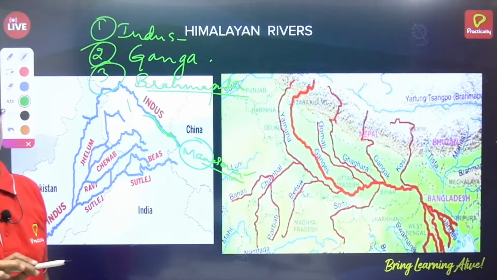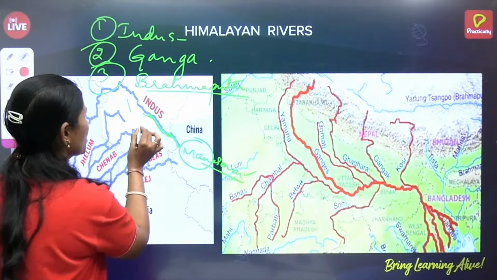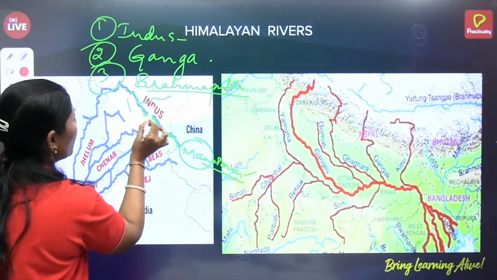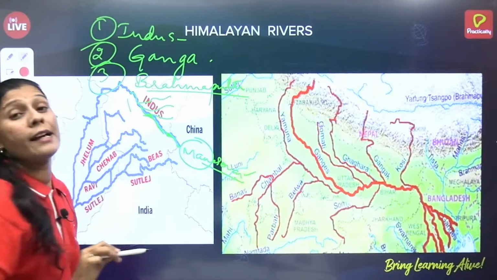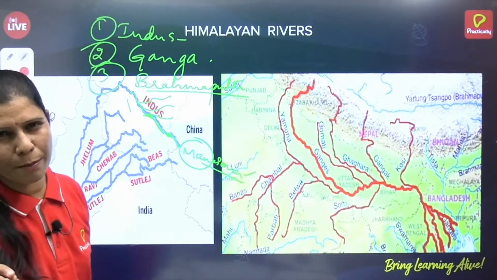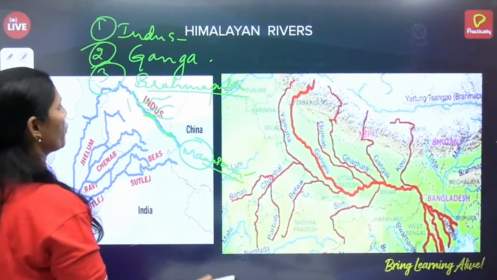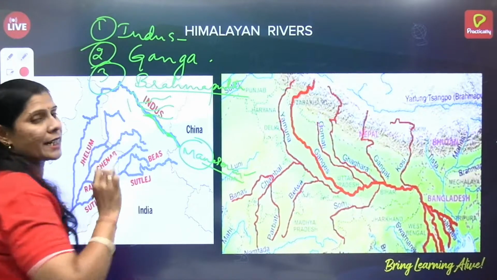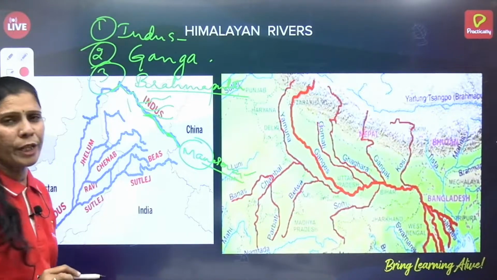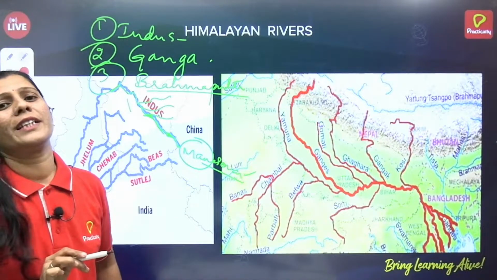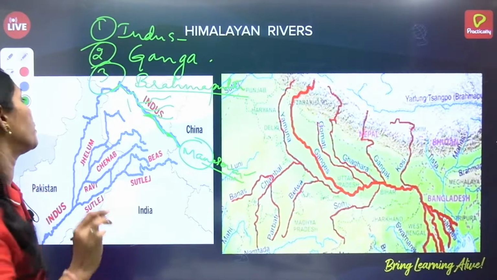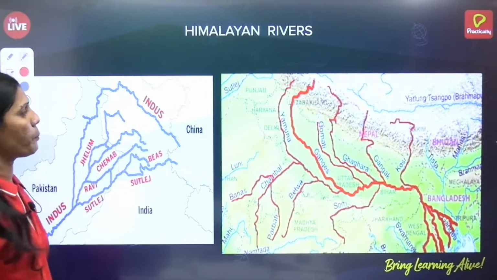It moves further on its journey. In the Jammu and Kashmir region, it is joined by small streams like Shyok, Hunza and Nubra, small rivers and tributaries, and it flows further in Kashmir. You need to note this point: Indus flows through only a very little part of India, and most of its journey is in Pakistan.